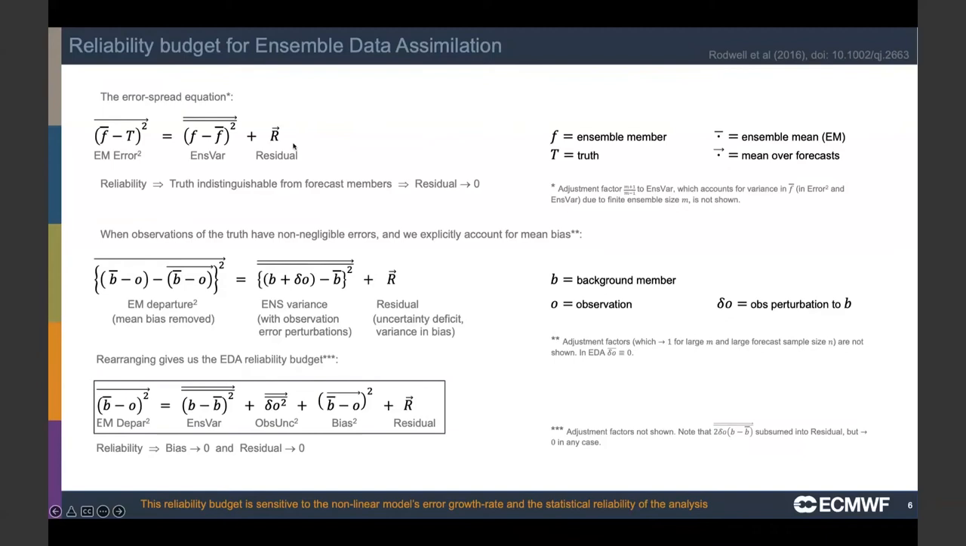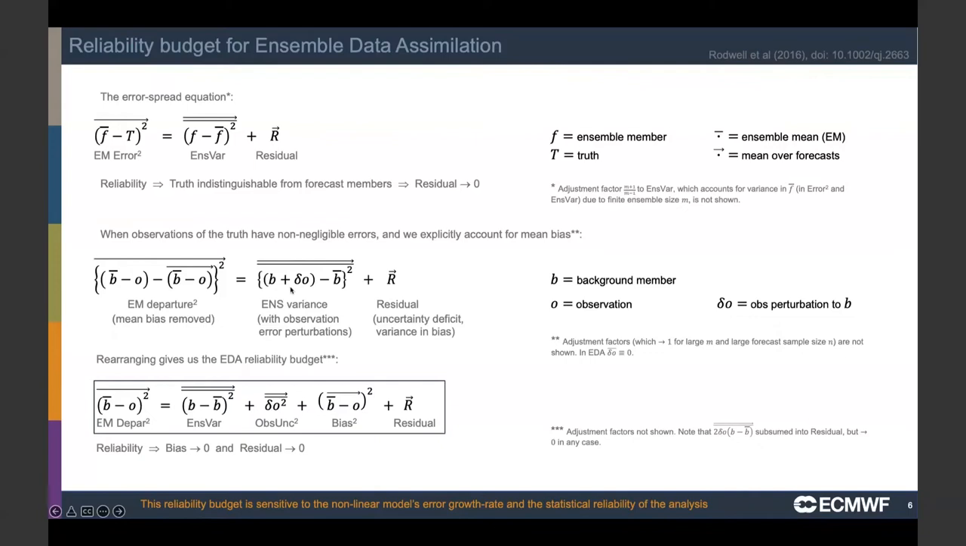And so I've just put this R to close the budget, but the idea is that if the system is reliable, then the truth is indistinguishable from the forecast members, and that would imply that the residual would tend to zero as you increased your sample size. Now, the problem in data assimilation, as many of you will be aware, is that we don't really know the truth well enough to work out that error term. So we have observations and we have observation uncertainty. And so the middle equation on the left-hand side is the same equation, but trying to take account of the mean bias, which I've removed on the left-hand side, but also the observation uncertainty, which I've added to the background forecasts.